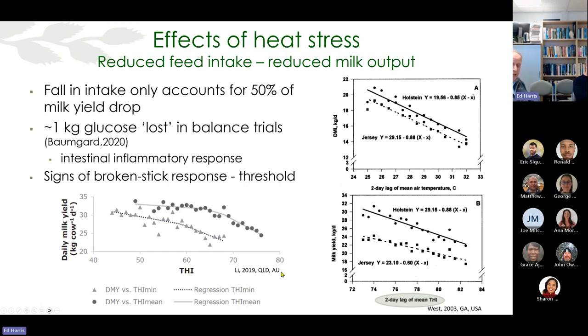Again, some Australian data, we can come back to, starting to look at what that response is like. Should it be linear? Should it be quadratic? Should it be broken stick? What sort of response should we be using?